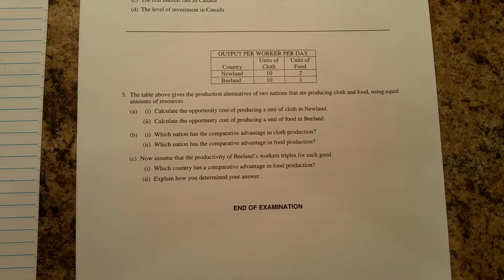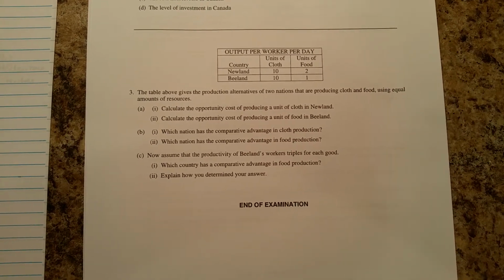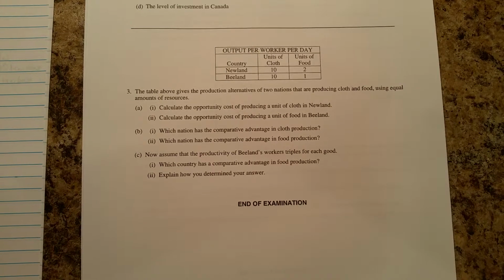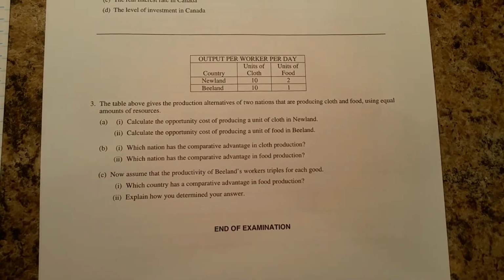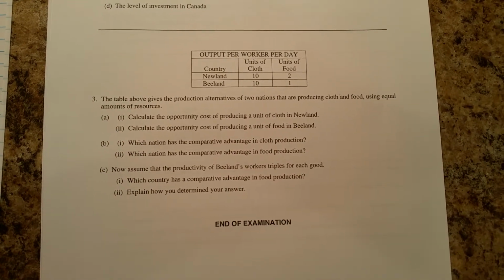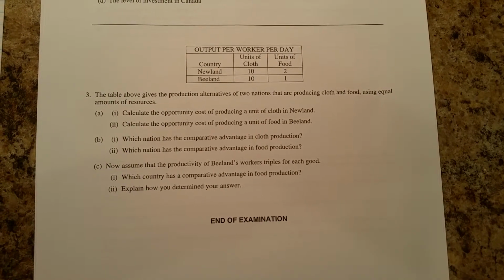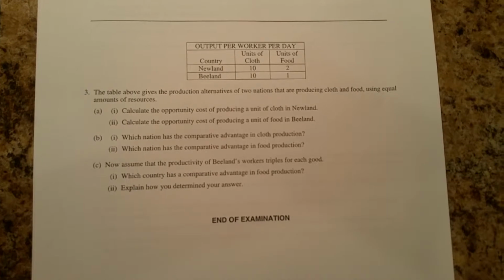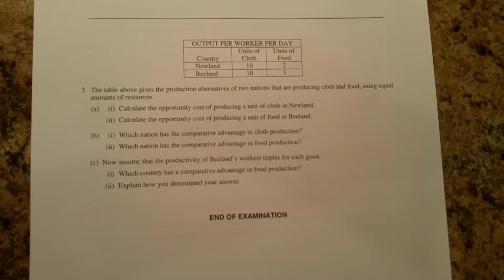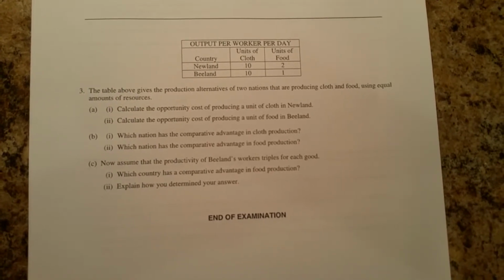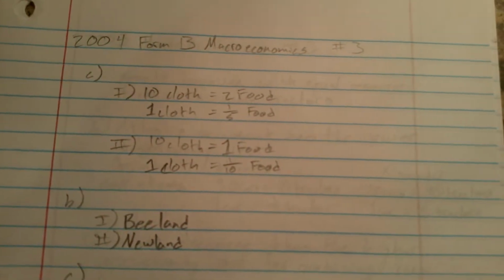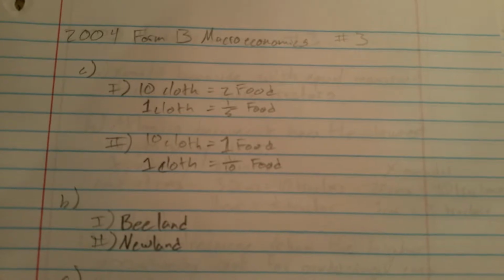This video is going to go through the 2004 AP Macroeconomics Form B free response question number 3. So the table above gives the production alternatives of two nations that are producing cloth and food using equal amounts of resources. For A, we have to calculate the opportunity cost of producing a unit of cloth in both New Land and B Land. So what we do for that is set the production alternatives equal to each other.